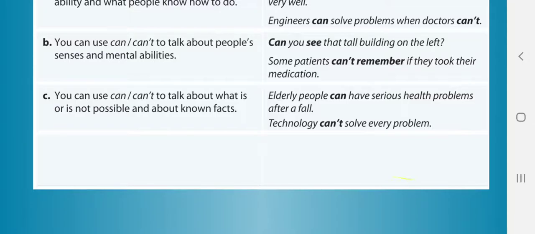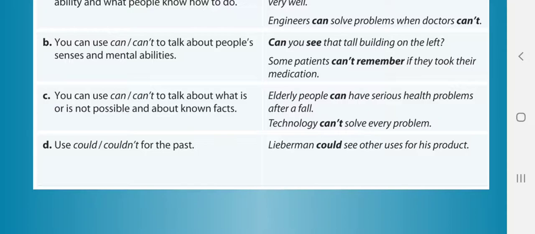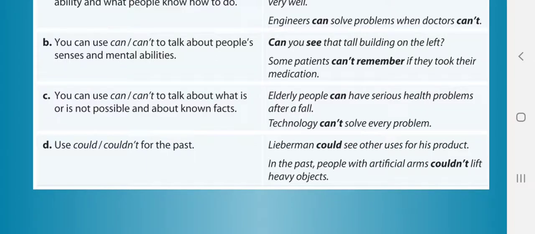And again, let's continue. Use could or couldn't for the past. For example, Lieberman could see other uses for his product. Now, this was an inventor, and in the past he could see the possibility of using his product in other areas. In the past, people with artificial arms couldn't lift heavy objects.